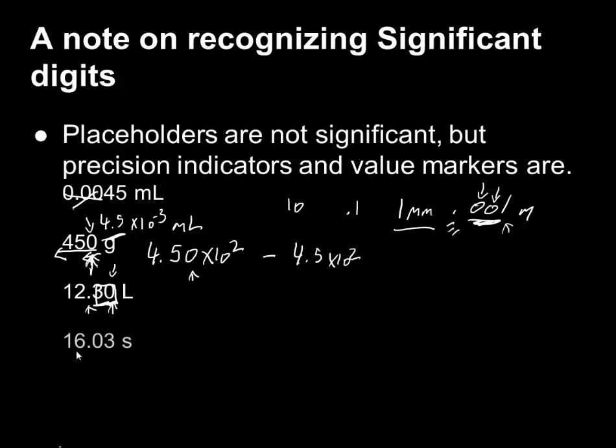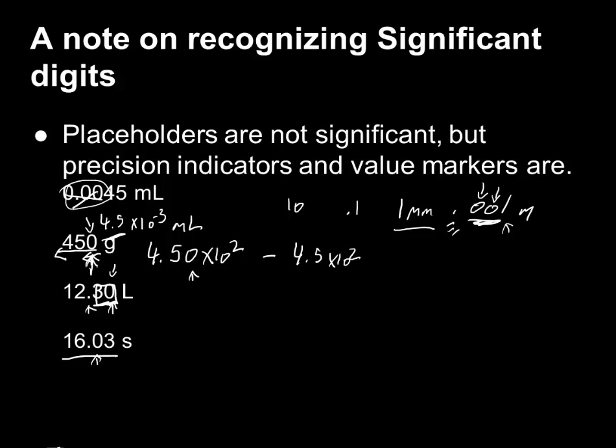One more example, 16.03 seconds. This is actually a value because it's between other significant digits. It's telling me we're measuring all the way to the hundredths place. It just happens that we didn't quite make it to a tenth yet. So we have 16.03 seconds. Everything in here is significant. So the only thing you have to really look out for are these placeholder zeros. If it's locating a decimal point instead of indicating a value, it doesn't count as significant.